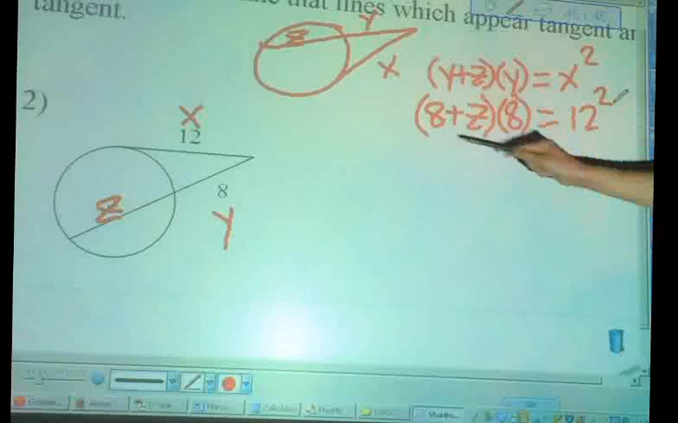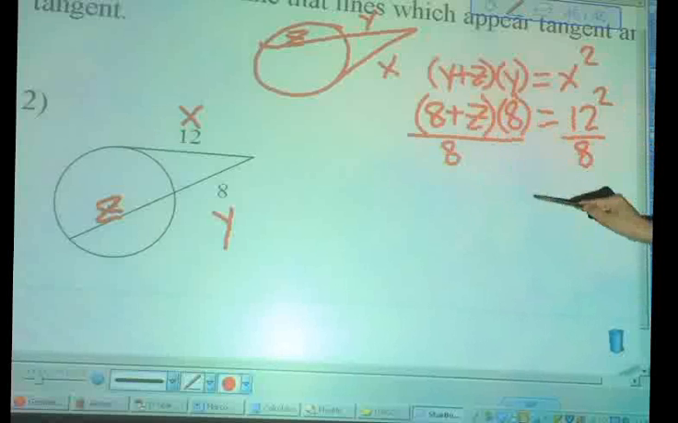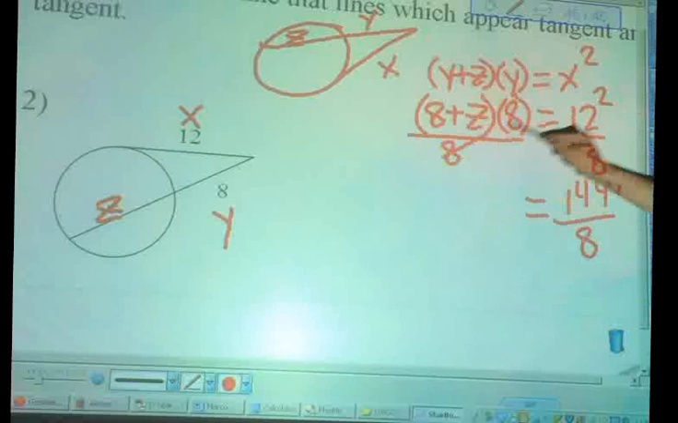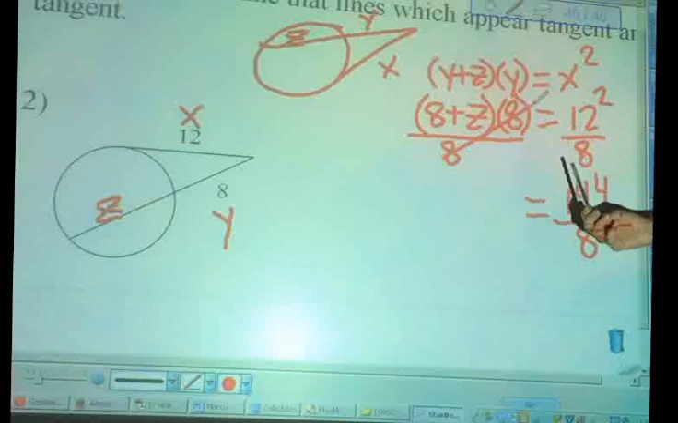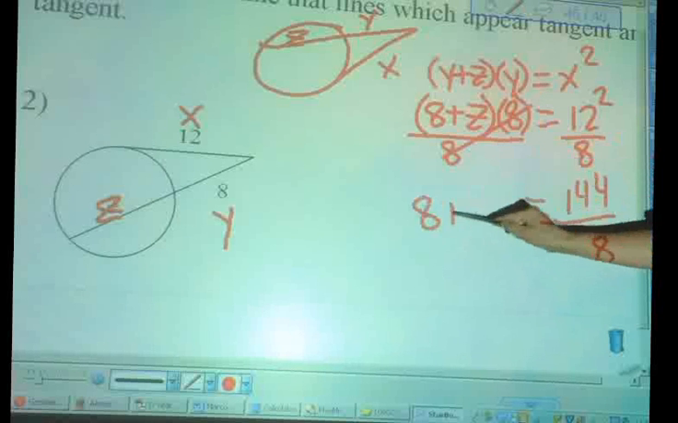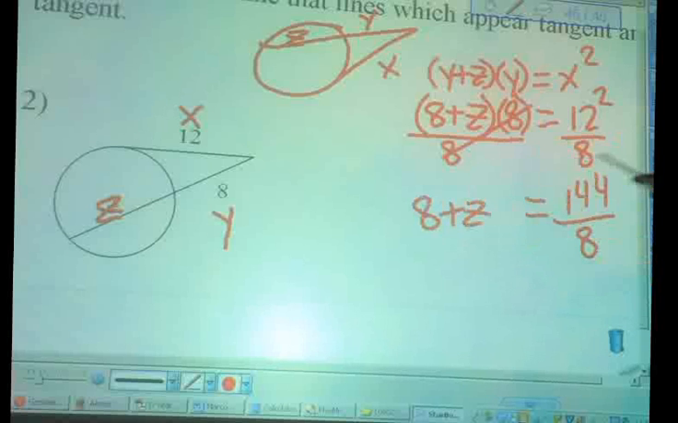So now I say I got to divide both sides by 8. All right, 8. And so 12 squared is 144. And this is over 8. And then over here, we cancel the 8s. That was why we divided both sides by 8. Now look, we just got 8 plus z. So whatever I get on this side, I've got to take away 8, and I'm done with the problem, right?